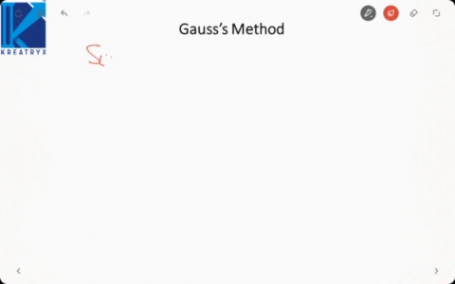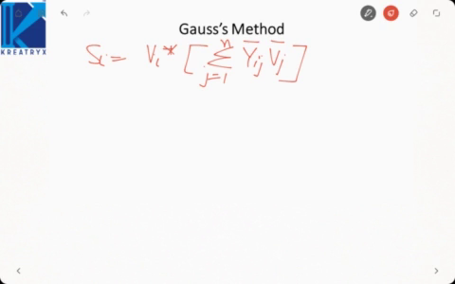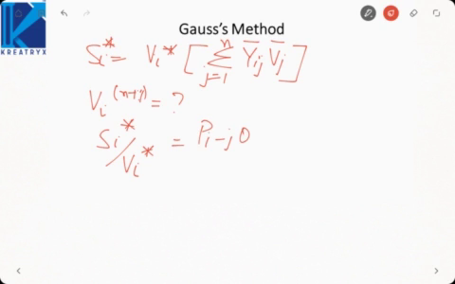Now we derived Si, the complex power injection at bus i: Si conjugate equals Vi conjugate times the sum over j equal to 1 to n of Yij Vj. Both of these are phasors. Now we need to calculate Vi at the (n plus 1)th iteration. So what you do is divide Si conjugate by Vi conjugate, that is Pi minus jQi by Vi conjugate.